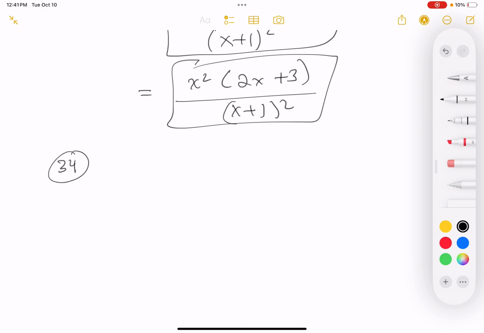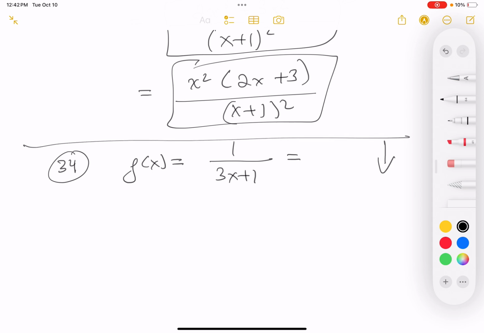Got to be real careful with the clock here. This is f of x. Use a lot of different notation for functions, by the way. 3x plus 1. Again, we're using power rule. And oh, I'm sorry, this says quotient rule. We're going to come back to that. All right? We'll do that later. Thank you.